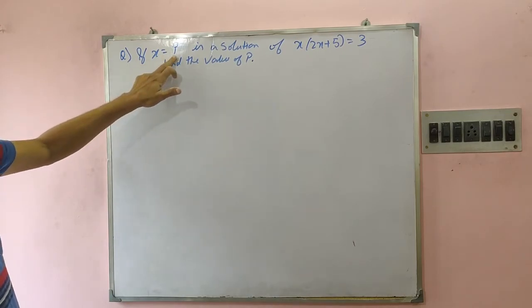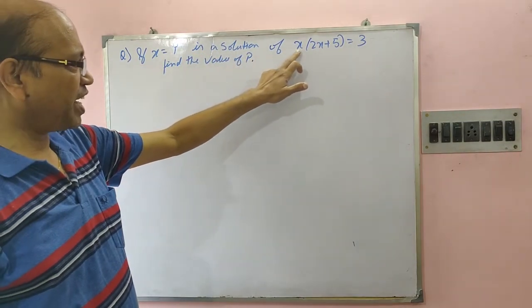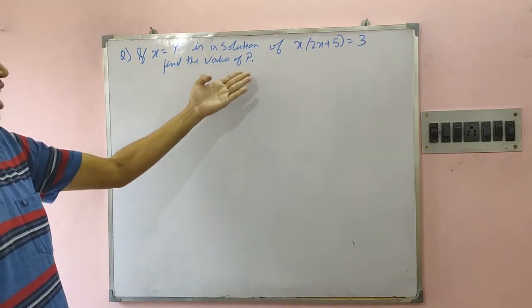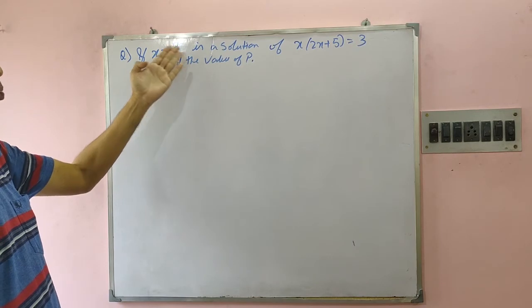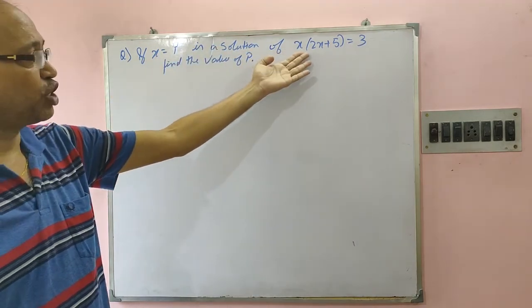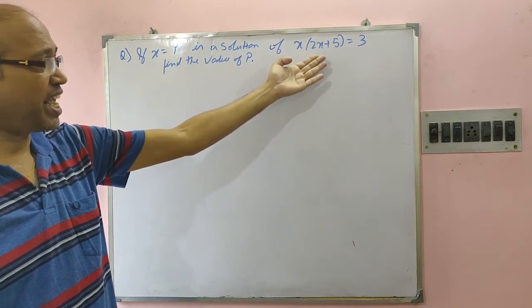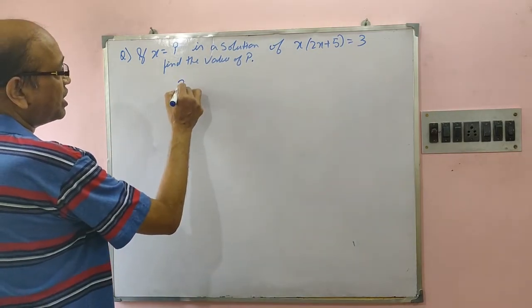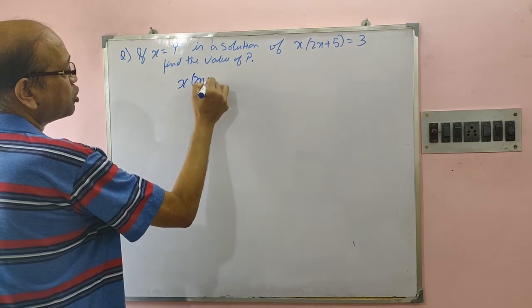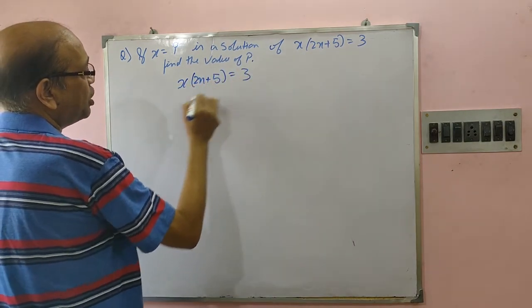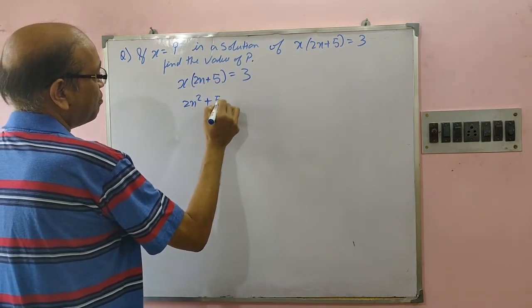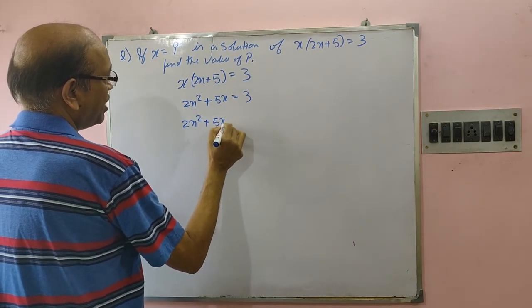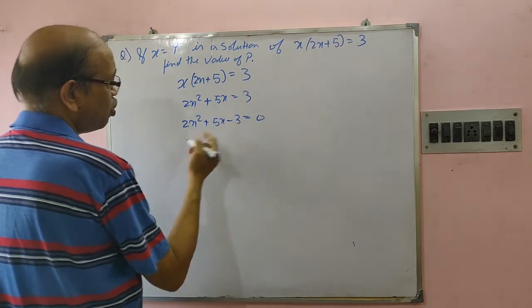Note, if x equals to p is a solution of x into 2x plus 5 is equals to 3, find the value of p. That means if x equals to p, p is equals to x. So I have to find the solution of x, and the value of x will be same as p. So we got here x into 2x plus 5 is equals to 3. So 2x square plus 5x equals to 3, or 2x square plus 5x minus 3 is equals to 0.